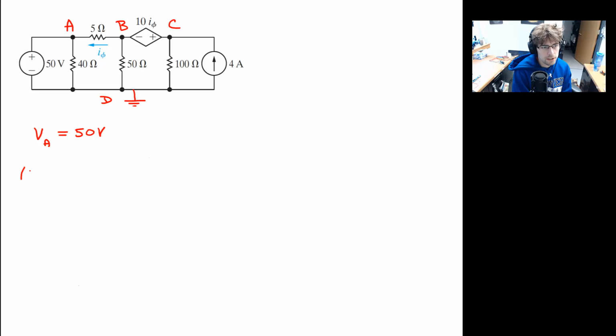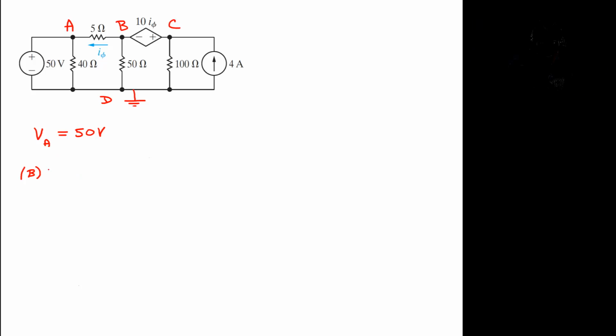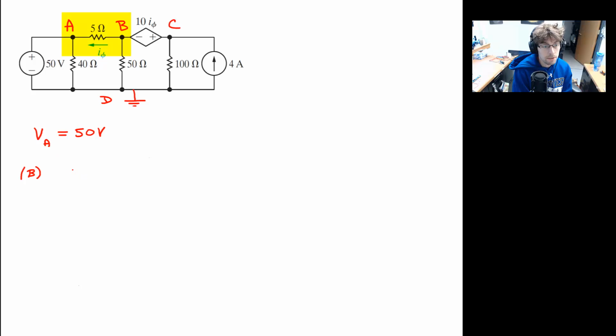Let's go ahead and consider node B. And if I take the left branch, I have something like VB minus 50, right? The potential at A divided by 5. And I'll kind of put in parentheses here, this is I phi, right? And then coupled with that, let's take the lower branch. We have the potential at B divided by 50.